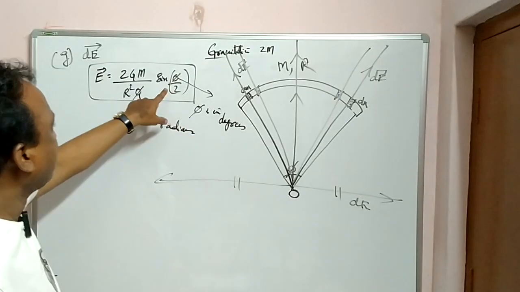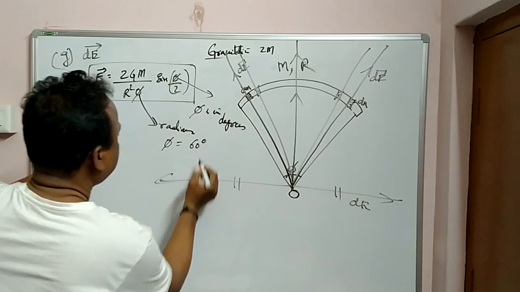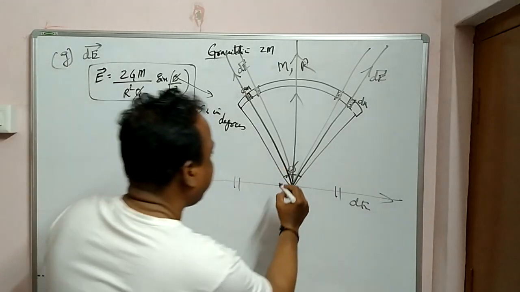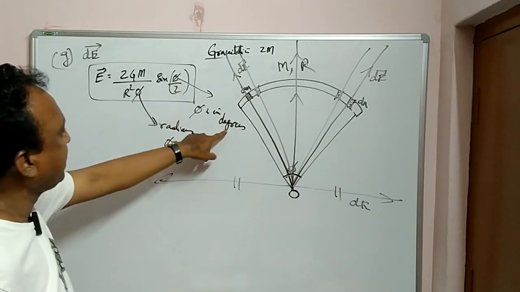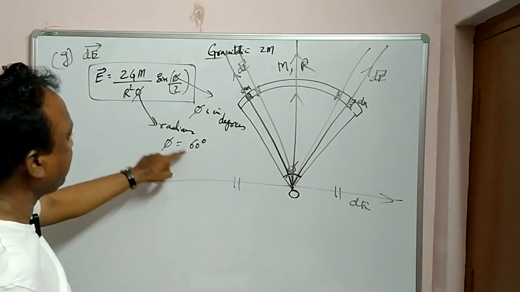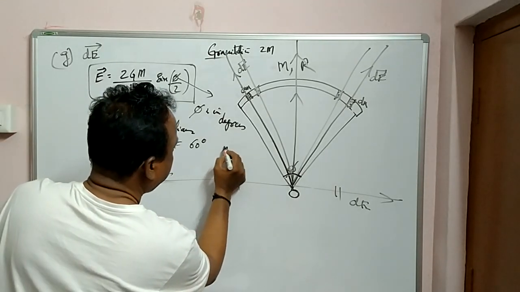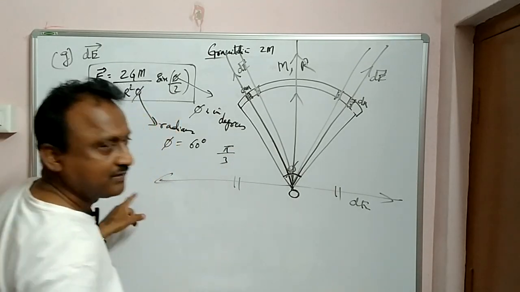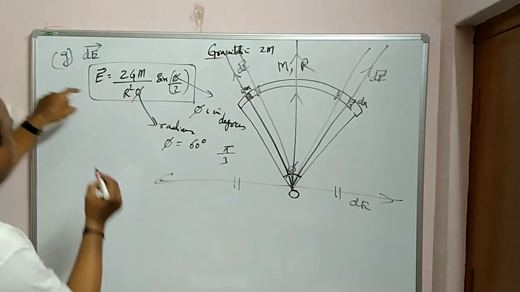For example, say angle phi is 60 degrees. Suppose 60 degrees is given as the phi value, arc angle 60 degrees. So this 60, which is in degrees, you have to convert into radians. How will you convert? 60 degrees you can write as pi by 3, because pi means 180 degrees. So what will be the value here?